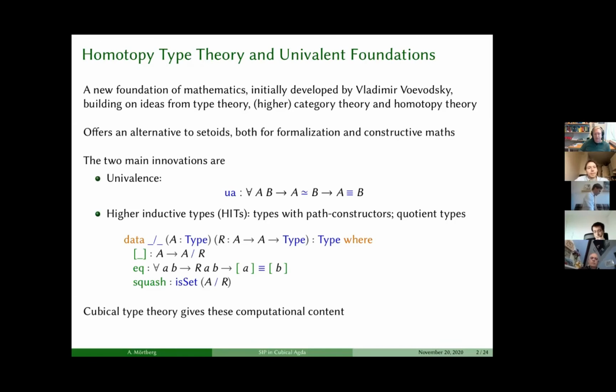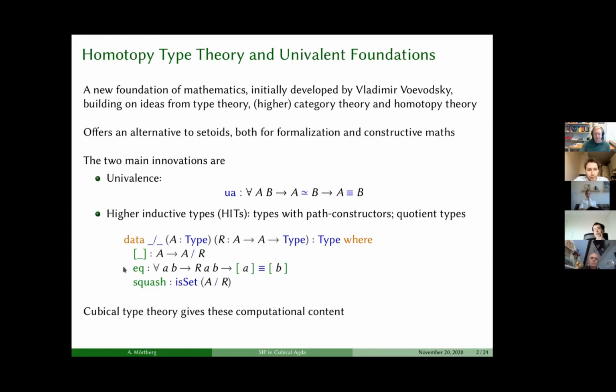the other innovation are these higher inductive types. So these are types with so-called path constructors. And this lets us define things like quotient types. So here's an example. We take a type A, and we want to quotient it by a relation R. And then we just write the data type in Agda, or this is Cubical Agda code, where we have some kind of injection constructor that takes an A and gives you something in the quotient.